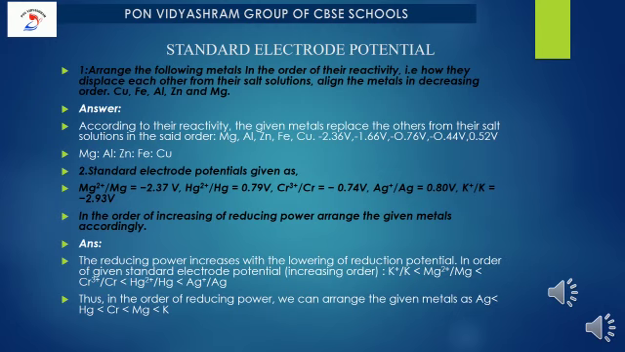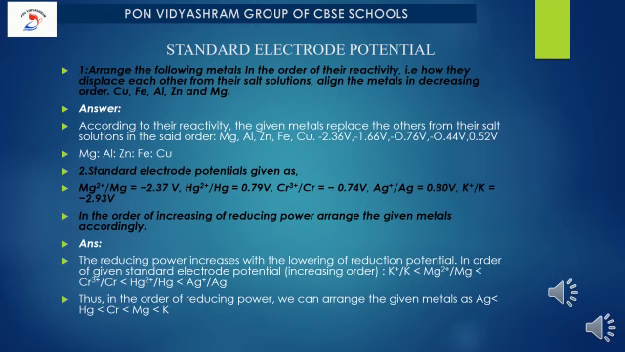The first one is, arrange the following metals in the order of their reactivity, that is, how they displace each other from their salt solution. Align the metals in decreasing order: copper, iron, aluminum, zinc and magnesium. Okay, for this numerical, first we have to remember two things. Zinc has less reduction potential than copper. The second one is, the metal with less reduction potential will displace the metal with higher reduction potential.